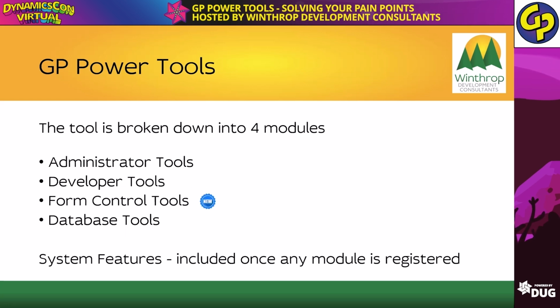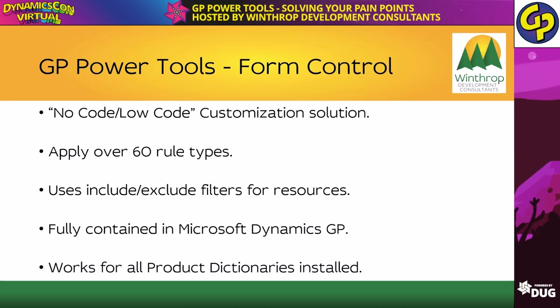GP Power Tools itself is broken down into 4 modules: the Administrator Tools, Developer Tools, the new Form Control Tools module, and then Database Tools. There are also a number of system features that are included as soon as you register any of the other modules. GP Power Tools Form Control module is a low-code, no-code customization solution for Microsoft Dynamics GP.